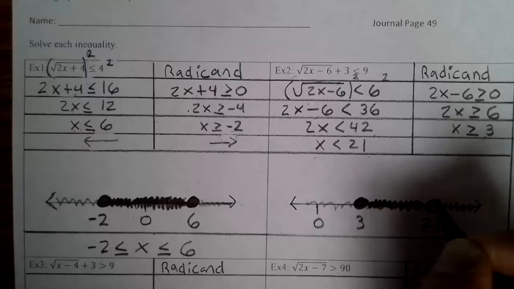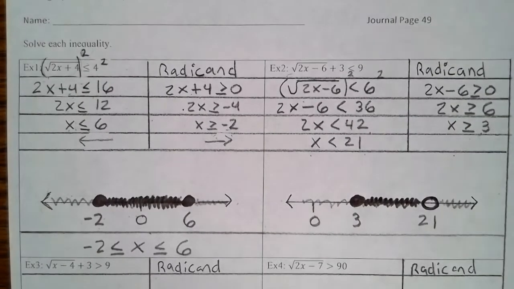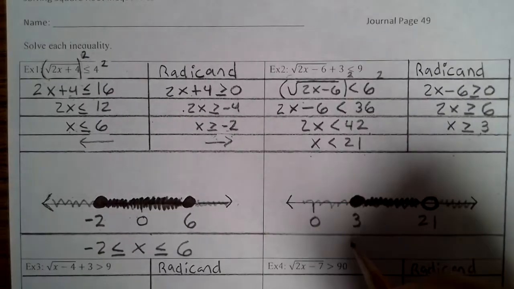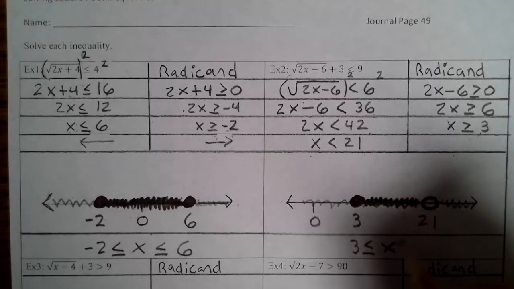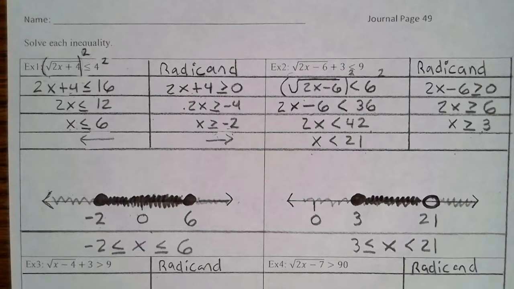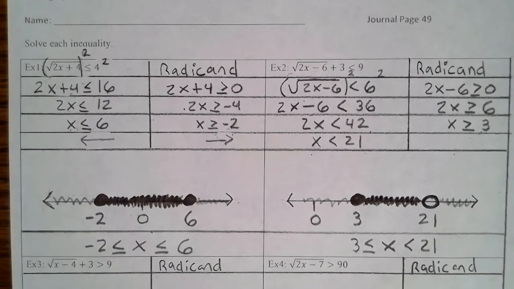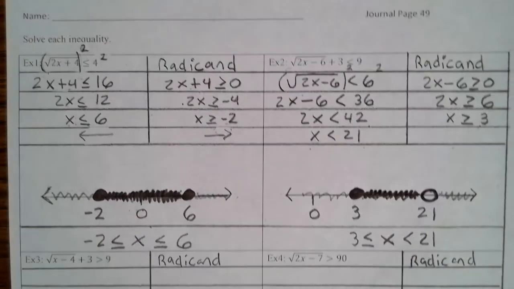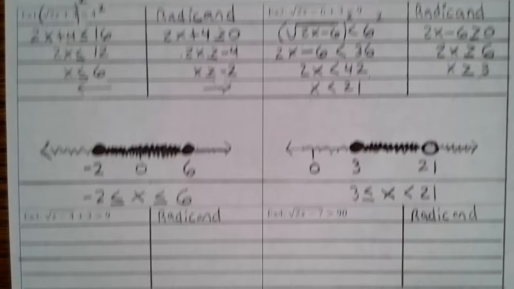So inequality-wise, this would be 3 less than or equal to x, because this is the x-axis, less than 21. Okay, so go ahead and finish up example 2. I'll give you a second to make sure you got that. Okay, now let's take a look at example 3.